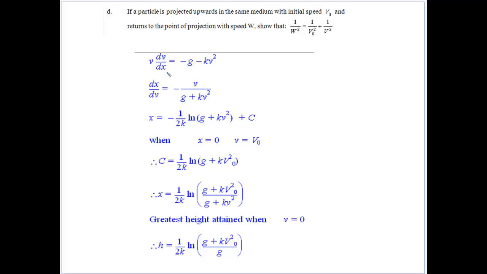So we're going v dv/dx is minus g minus kv squared, because our particle's moving upwards this time, so it's minus g. So again, we manipulate it as we've done before. We get the minus 1 on 2k natural log of g plus kv squared. And when x is equal to 0, our velocity is v0, so our constant would be given to us by that expression. It's the opposite of that. So we can get x is equal to 1 on 2k natural log of g plus kv0 squared on g plus kv squared. We know our greatest height is when v is equal to 0, so we get our value for h there.